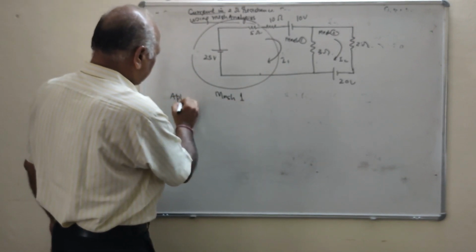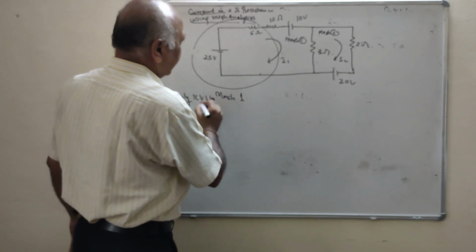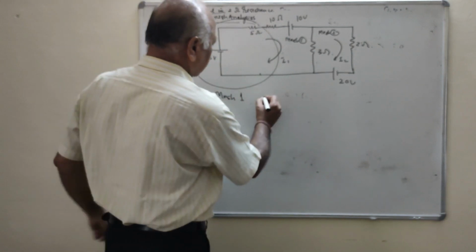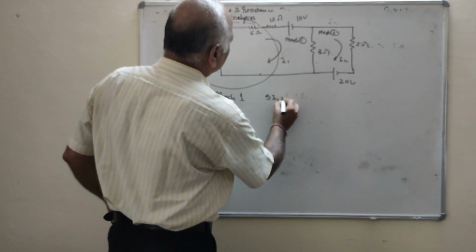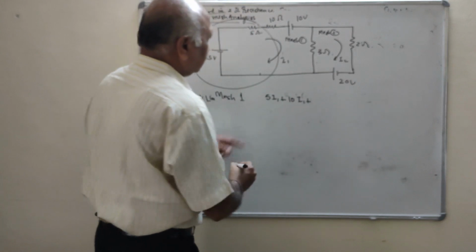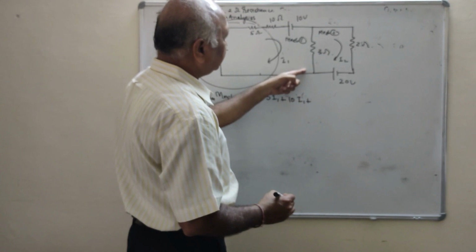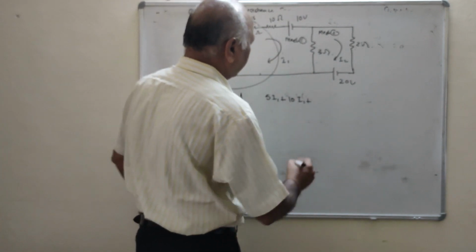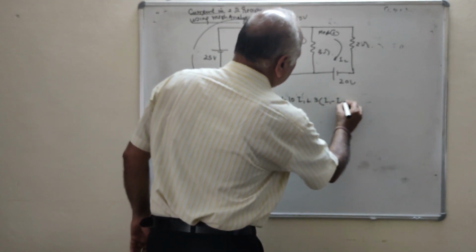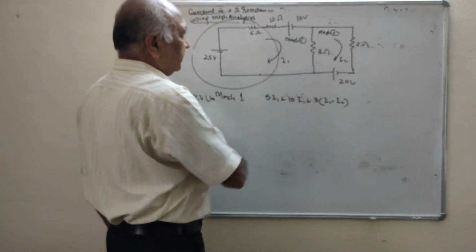Apply KVL in mesh 1. Remember, what is the current passing through the 5 ohm? I1. That means the drop is 5 I1 plus 10 I1, plus in the 3 ohm resistance, the downward current is I1 and I2 is going upward. That will be equal to 3 into (I1 minus I2). We are taking the positive I1 because we are considering I1 as the dominating current.